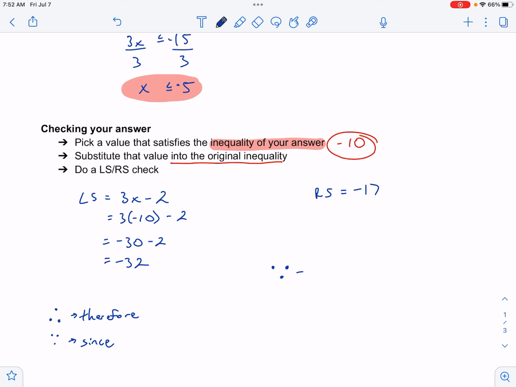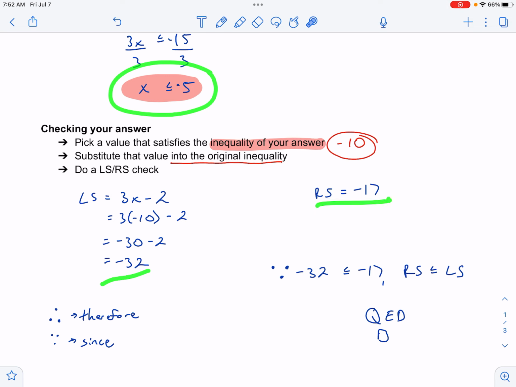So since negative 32 is less than or equal to negative 17, left side is less than or equal to right side, and then we end our proofs with this QED and a little square. It's like a blank checkbox. QED stands for something in Latin, and I can't remember it right now. Basically, it means I've proved what you wanted me to prove. Okay? So the gist with checking our answers, we pick a number that should work, and then we just check to make sure that we did the math right.